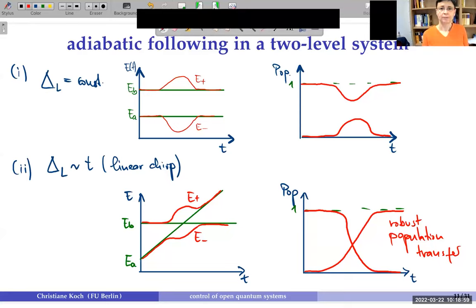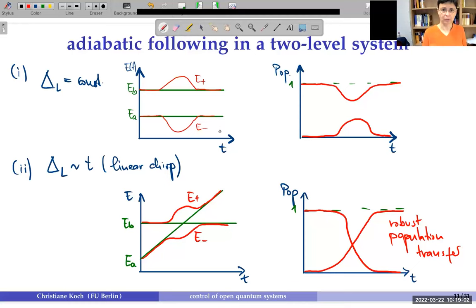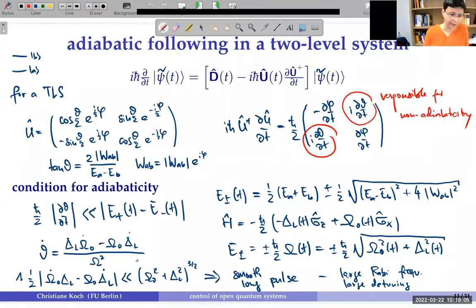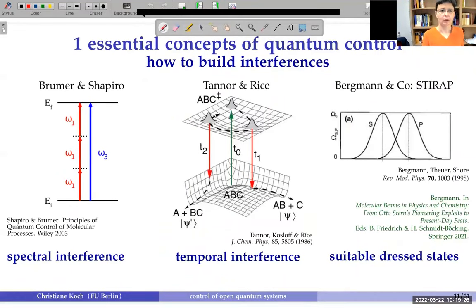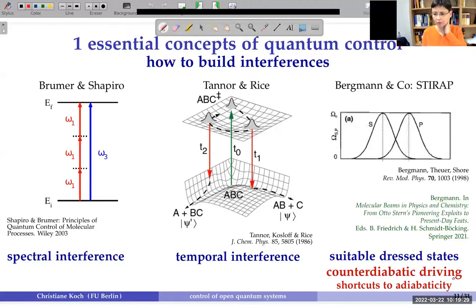Okay, so far so good, but still, we've identified here these conditions for adiabaticity. And it may happen that with the fields that you have at hand or that your experimental colleague has at hand, you can simply not fulfill this condition. Then what? Well, then you can use a technique which is called counter-diabatic driving. And for the experts, it's related to so-called shortcuts to adiabaticity. And the idea of counter-adiabatic driving is very simple.